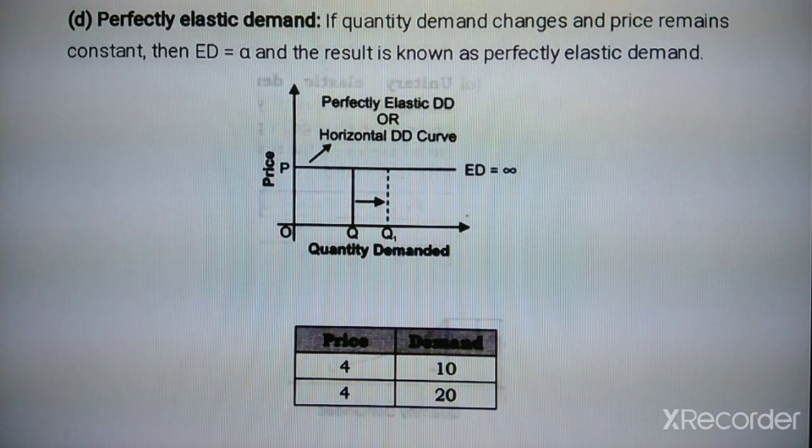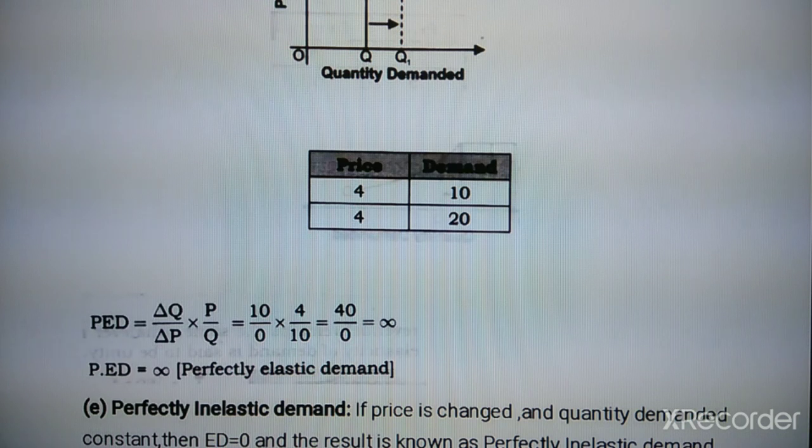Now the calculation to show perfectly elastic demand you can see on the screen. When the price is 4, demand is 10. The price remains the same, demand changes, and demand becomes 20. If you apply the formula and calculate, it's coming 40 upon 0. Any number divided by 0 is infinity. So price elasticity of demand will be infinity. So this is called perfectly elastic demand.